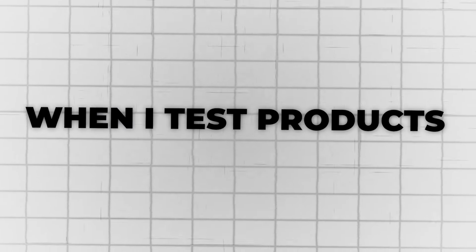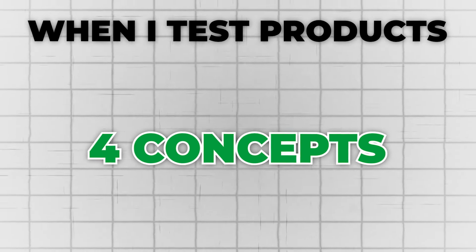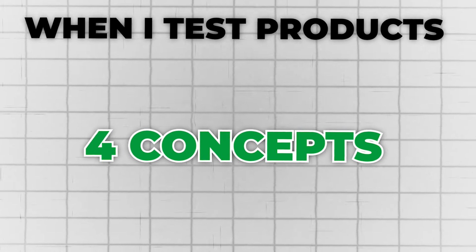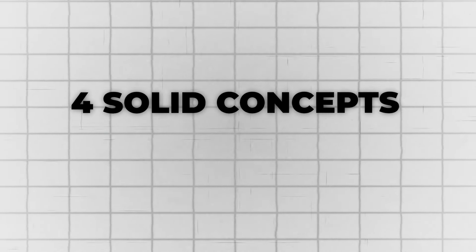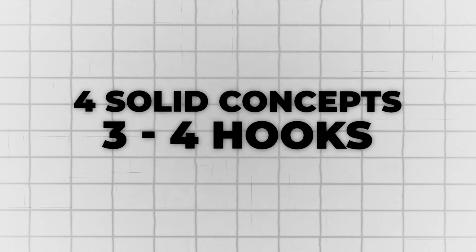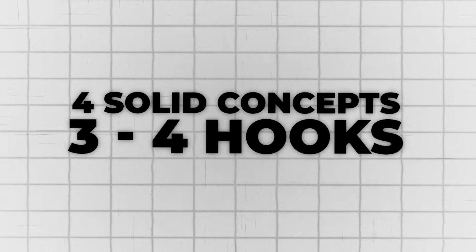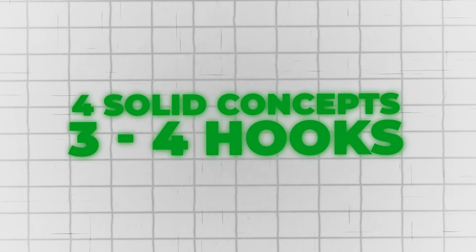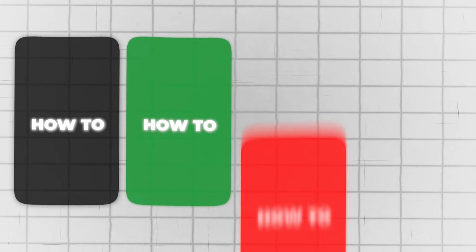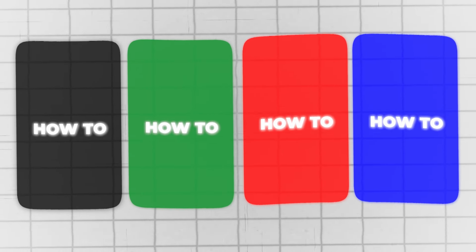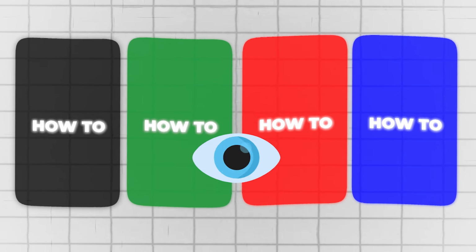So when I test products, I like to have 4 concepts that I try. I find that's the happy medium for me, where if I do more than 4, sure. But I find when you do more than 4, there's a trade-off between efficiency and quality. And I want to be able to test a product within the same day. So for me, 4 solid concepts that are thought out, with 3 to 4 hooks on each concept, is the way to go. So for instance, if I choose a how-to ad style, then I will have how-to said in 4 different ways on that hook, because it's the most important thing to split test to get people's attention.